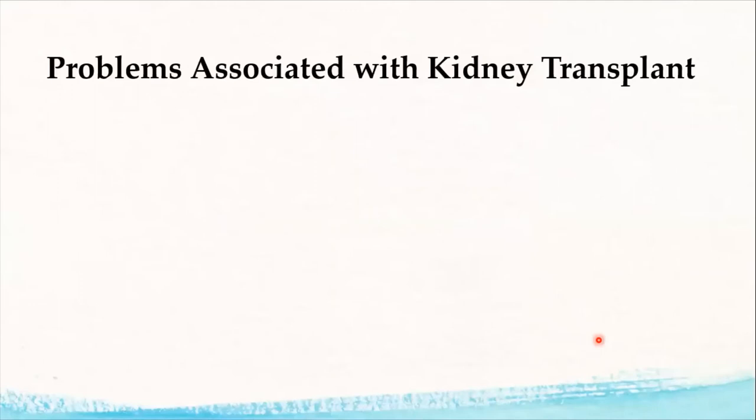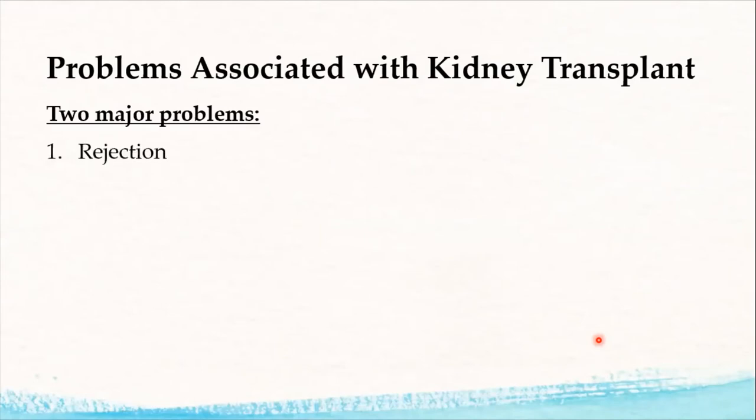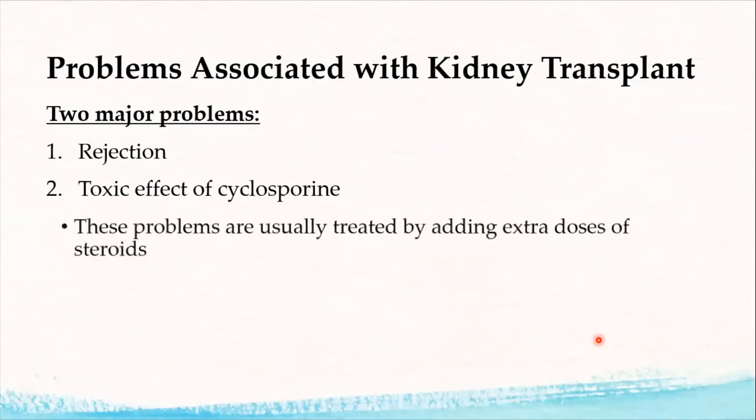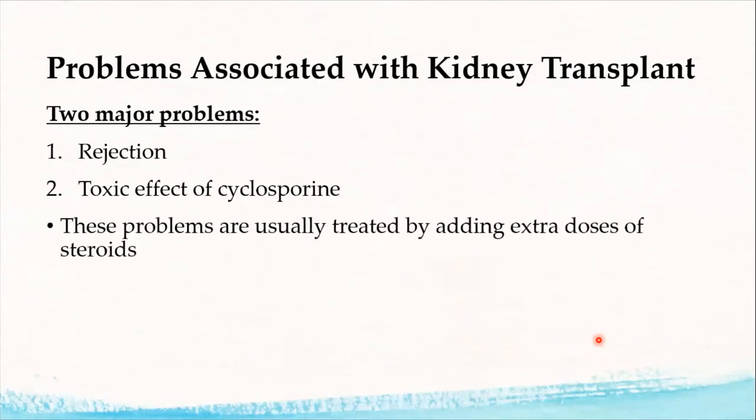Now let's see what the problems associated with kidney transplant are. Basically, two major problems are faced. Number one is rejection, and the second one is the toxic effect of cyclosporine. These problems are usually treated by adding extra doses of steroids, and we all know that steroids are chemical substances that are not good for the body.